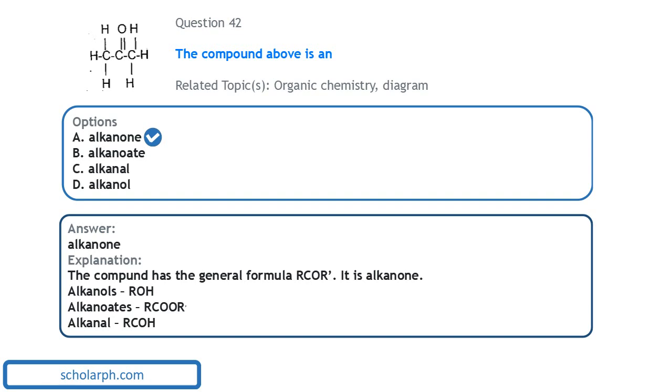This CH3 is R, an alkyl group. This CH3 is also another alkyl group. So we have CH3COCH3. It's like saying this is R and this is R prime, so you now have RCOR prime, which is the general formula for the alkanone. For the alkanols we have ROH. Instead of O, this will be OH, and this will not be a double bond, and you still have another hydrogen here.